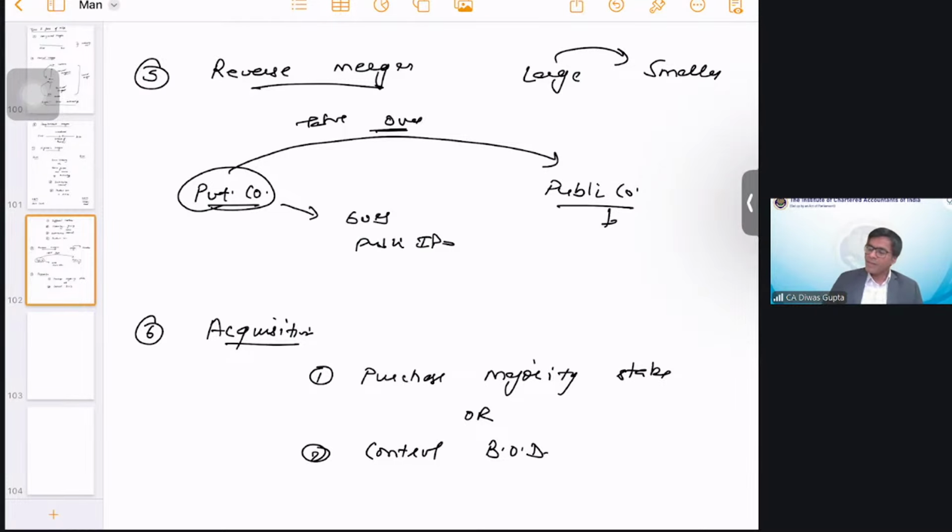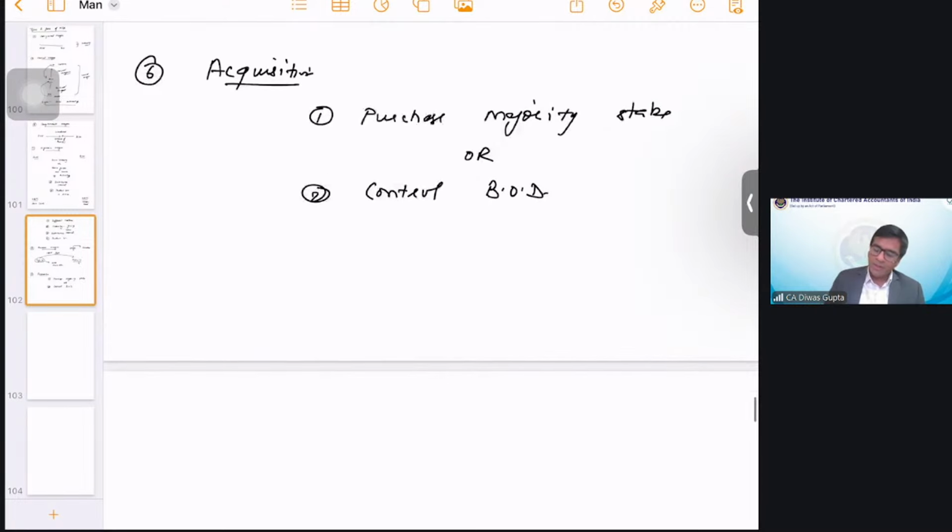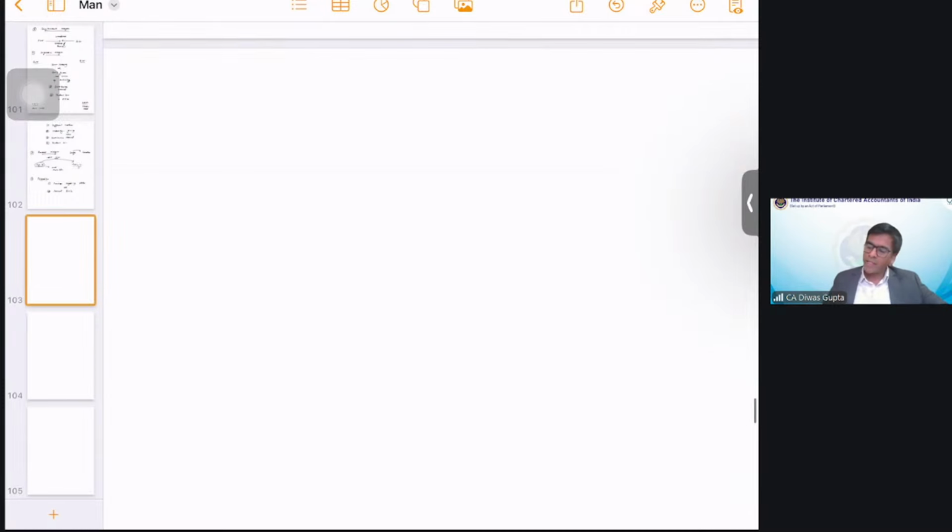Okay, then comes the acquisition part, in which we purchase the majority stake or we start controlling the board of directors, which is calculated as the acquisition part of mergers and acquisitions. Now let's come to the next part.